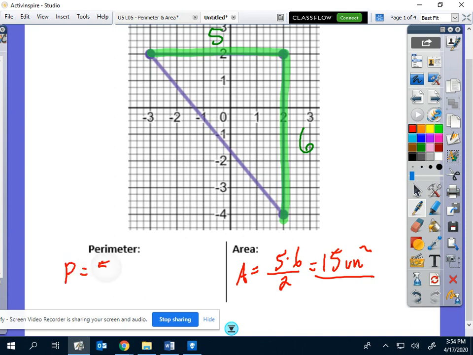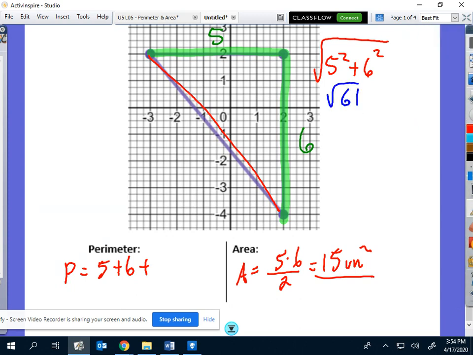And the only additional component that we need for the perimeter, because the perimeter is just adding them all together, so 5 plus 6, is that last side. We need the distance from here to here. So we can still use the Pythagorean theorem, like we've always done: 5 squared plus 6 squared, and then take the whole square root of that. 5 squared plus 6 squared is 25 plus 36, which gives me 61, right? Square root of 61. And that's not going to simplify nicely, so we're just going to leave it as square root of 61.